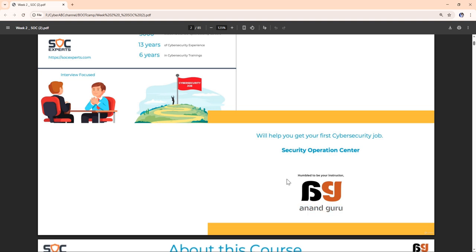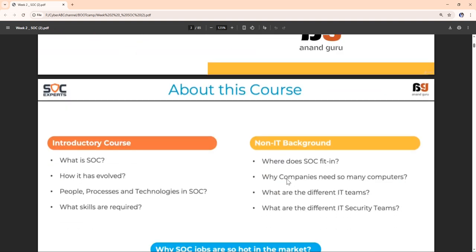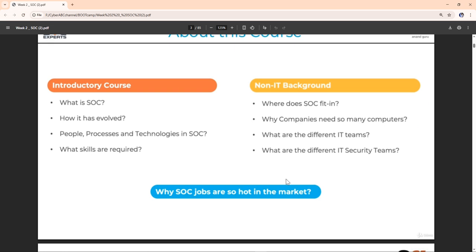His name is Ananduru. He touched in the introductory part of Security Operations Center how it has evolved, the people, the process, the technologies involved in it, and also what skills are required. Then on the side, for the non-IT background, where does SOC fit in? Why do companies need so many computers? What are the different IT teams? What are the different IT security teams?